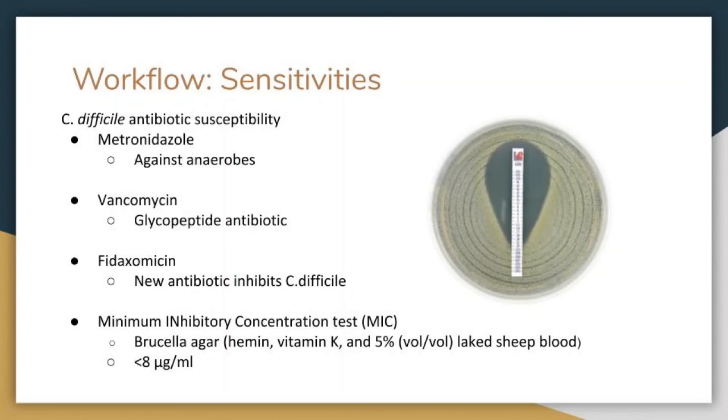The method currently recommended by the Clinical and Laboratory Standards Institute for C. difficile is an agar dilution method using Brucella agar supplemented with hemin, vitamin K, and 5% lysed blood. A susceptible reading of metronidazole for C. difficile is an MIC of less than 8 micrograms per milliliter.